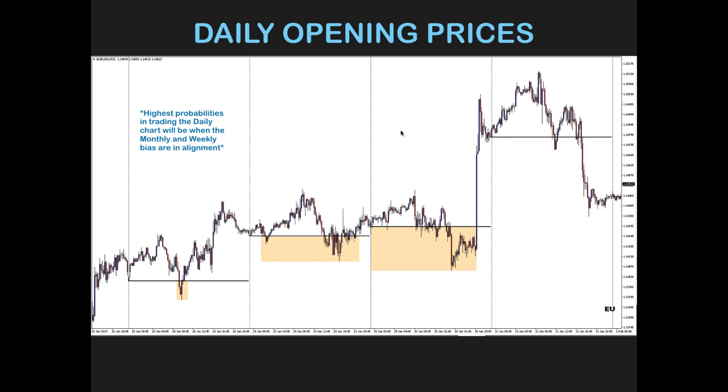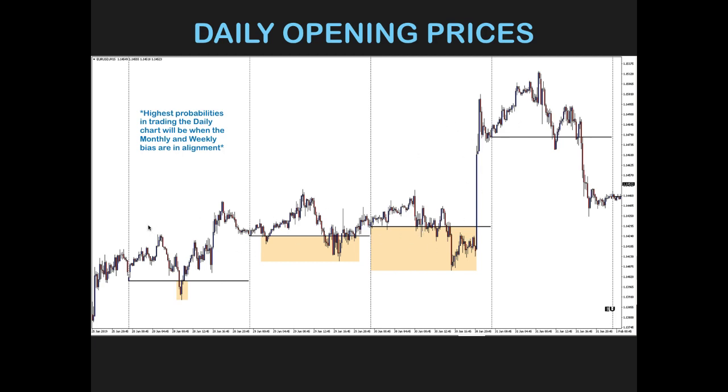And then right here you can see the market's going to gyrate up and down, lower. Basically the highest probabilities in trading the daily, when you have the bias on the daily, is when the monthly and the weekly bias are also in alignment. You want the weekly to also be in alignment with the monthly. When all three of these are lined up, you're going to have very explosive moves like this.